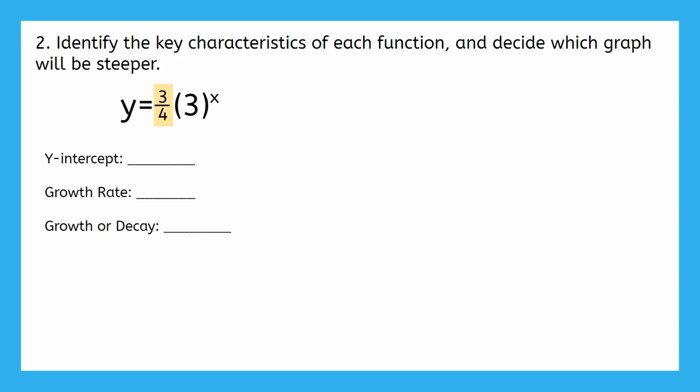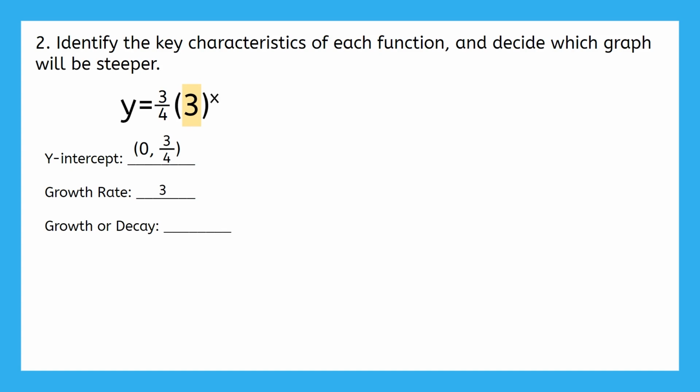Wait a second. The a value is 3/4? That seems weird. Is it even possible for a function to have a y-intercept at (0, 3/4)? Well, sure. Functions have fractional coordinates all the time, so my y-intercept must be (0, 3/4). Whew, I'm glad I looked at my equation carefully. Now, what's our growth rate? We look at the number that's raised to the power of x, and here it's 3.